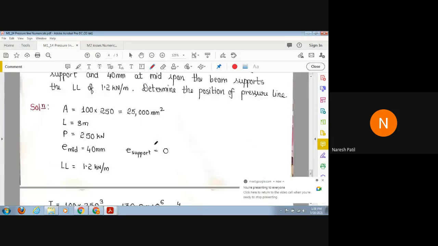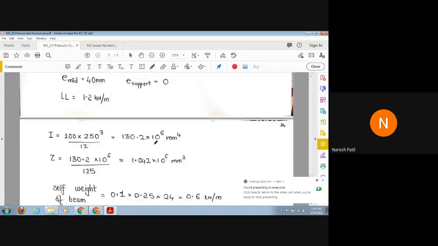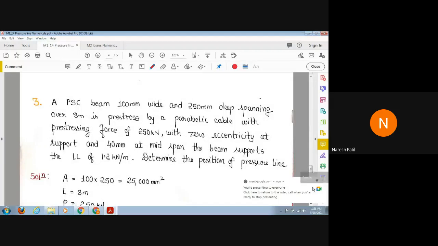Okay. So what is given here. A PSC beam 100 mm wide and 250 mm deep, spanning 8 meters, is stressed by a parabolic cable with a prestressing force of 250 kN, with 0 eccentricity at support and 40 mm at mid span. The beam supports a line load of 1.2 kN per meter. Determine the position of the pressure line. Okay. So here the cable profile is parabolic. That you have to understand. The cable profile is parabolic, not straight.